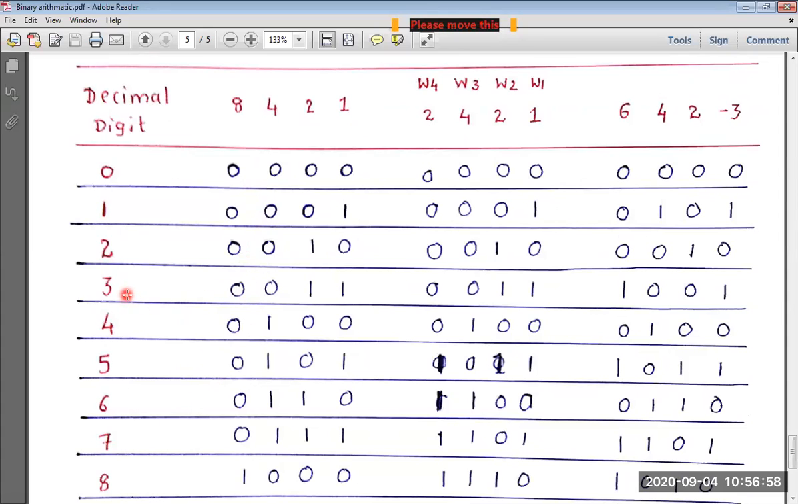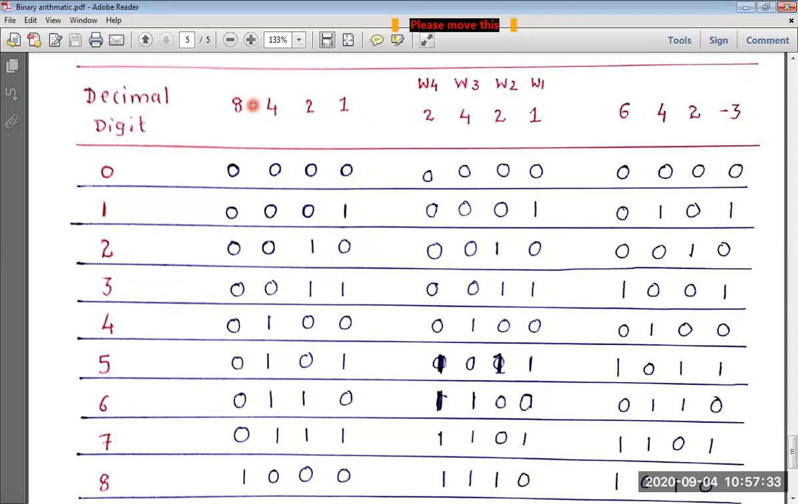Now for example, take this 3. Decimal 3 is represented as 0011 in the 8421 code. How? Let's see. What is the weight associated with the first digit? 1. What is the weight associated with the second digit? 2. So 1 into 2 means 2, plus 1 into 1 is 1. 2 plus 1 is 3. That's how 8421 code works.